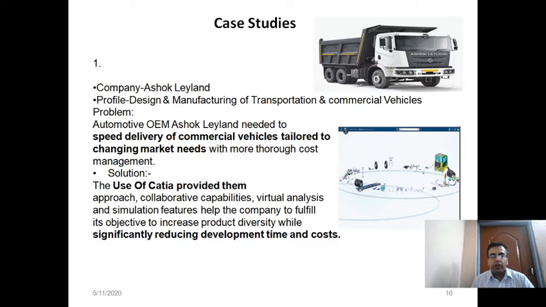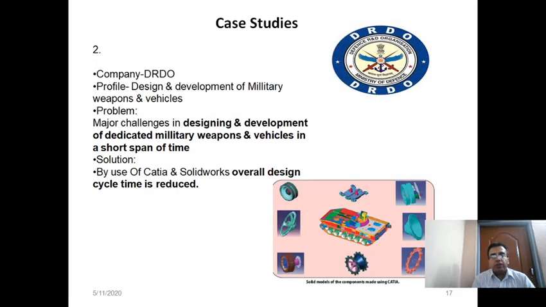By the use of CATIA software, the productivity, product development time has increased, costs have been reduced. इस short case study को आप YouTube पे भी देख सकते हैं. There is a short video where the engineers of Ashok Leyland have shared their experience of using CATIA. Next is DRDO, that is Defense Research and Development Organization. It is into design and development of military weapons and vehicles. So they are using CATIA and SolidWorks both for developing their designs.